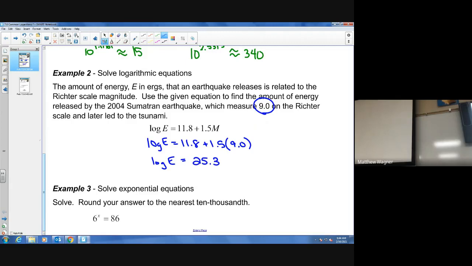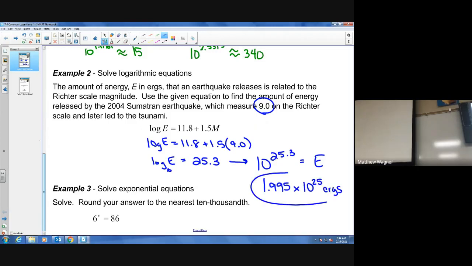Well, remember, this is base 10, correct? So I know that 10 to the 25.3 equals E, which is the amount of energy, right? This is 1.995 times 10 to the 25th in scientific notation. Just a massive amount of energy that led to this, okay? Which is why the tsunami was probably so devastating, okay? Massive amount of energy, all right?